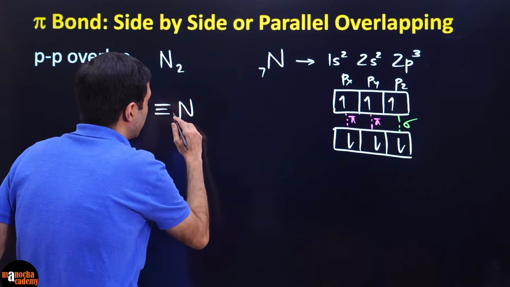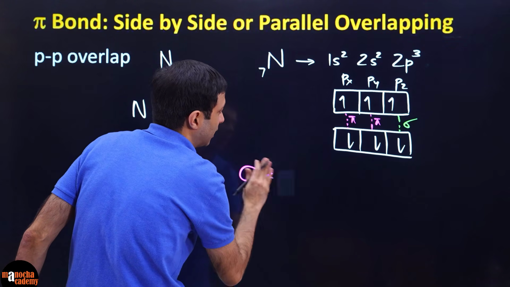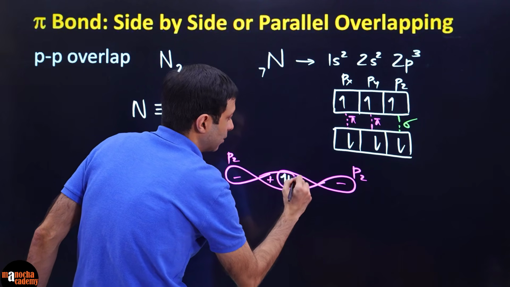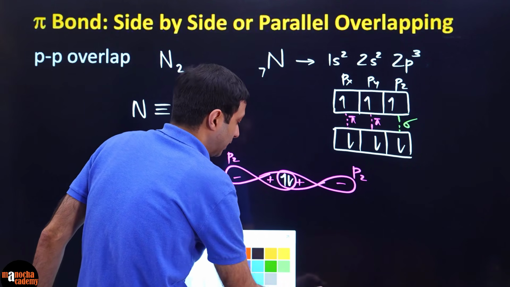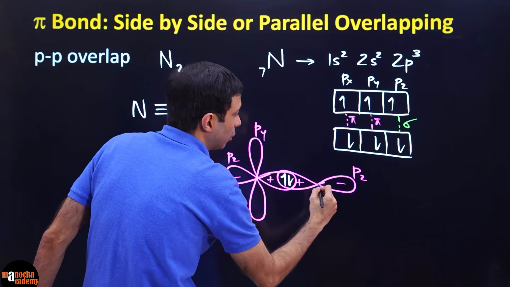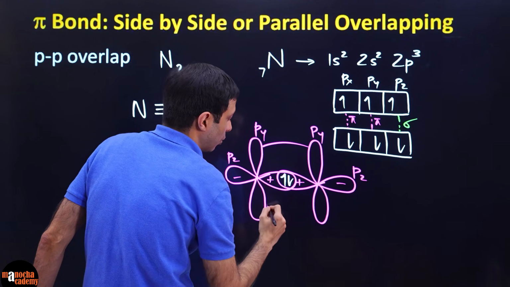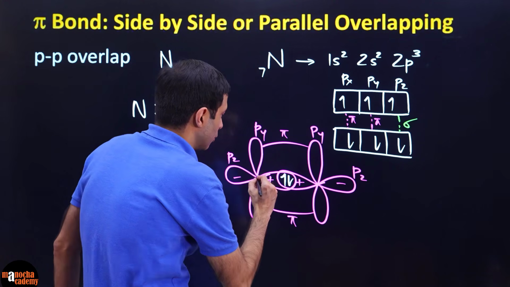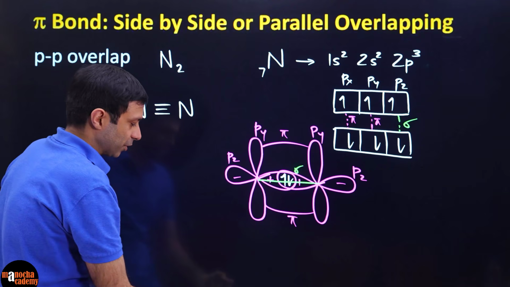So how will it look like? So first we'll take the two pz's. This overlap will look like this. These are your two pz's, and this is the overlap, the sharing of the electrons here, the overlap of the orbitals. And now if I draw the py, it's going to be perpendicular to the pz, and these guys will have a parallel overlap. So there will be formed a pi bond. So this bond formed here is the sigma bond, and these are the pi bonds.